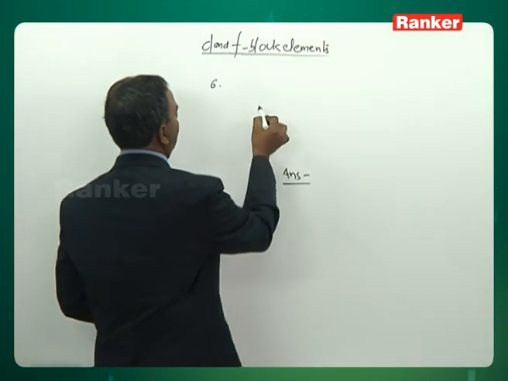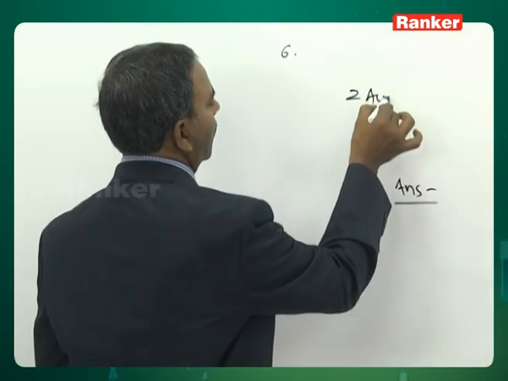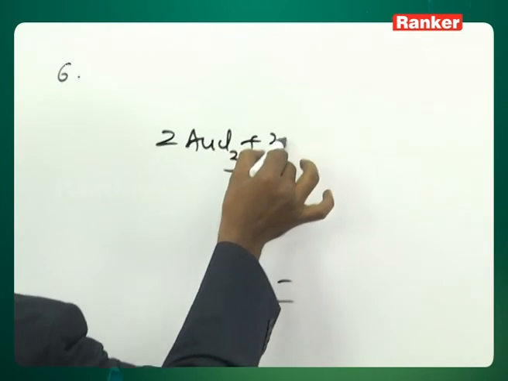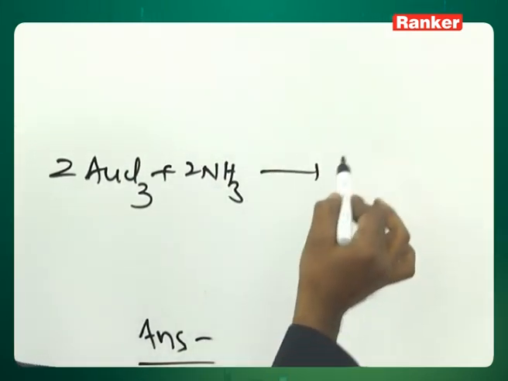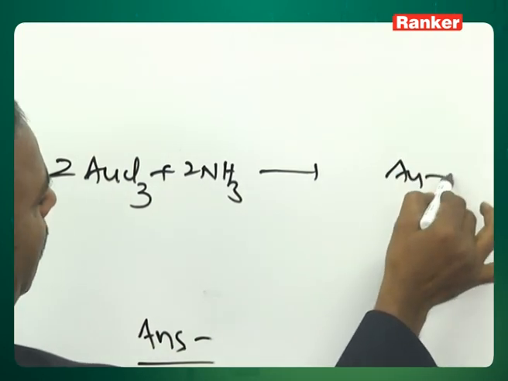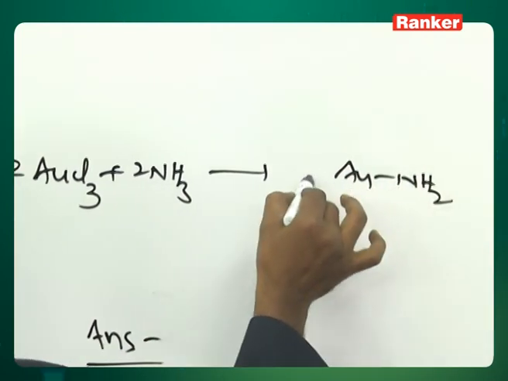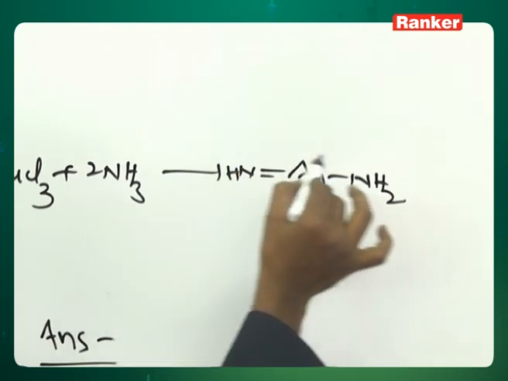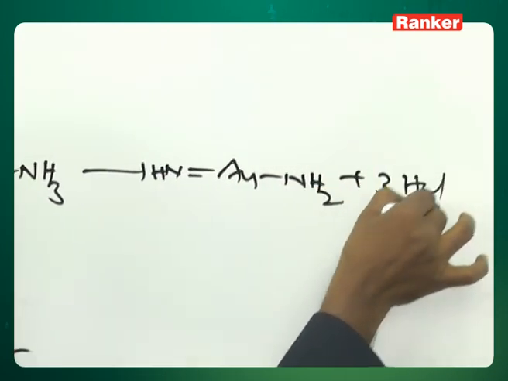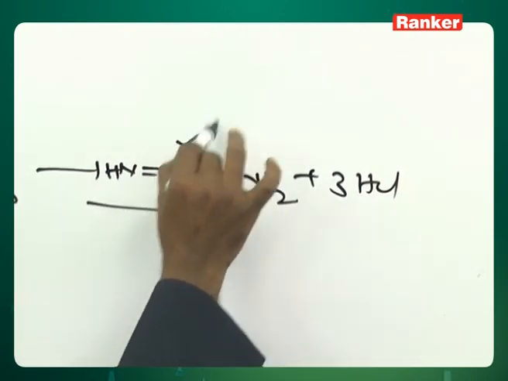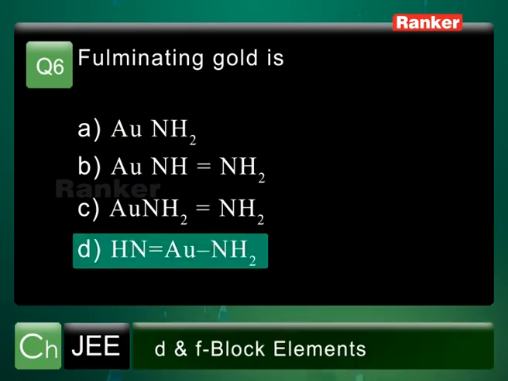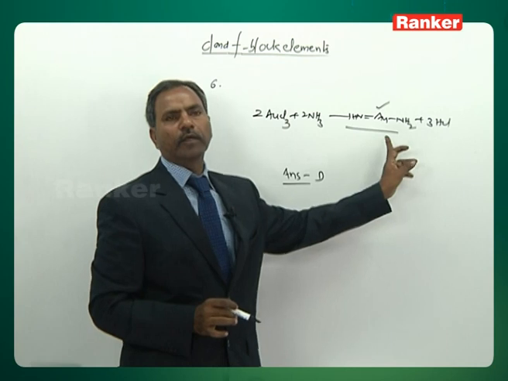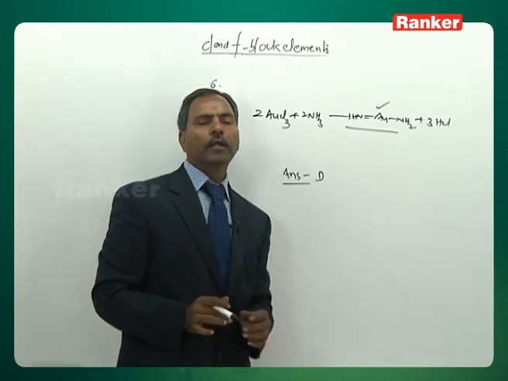How do we get fulminating gold? I am showing how you get it. Auric chloride on reaction with ammonia gives fulminating gold, NH2-Au=NH, plus 3HCl. So for the sixth question, option D is the answer.